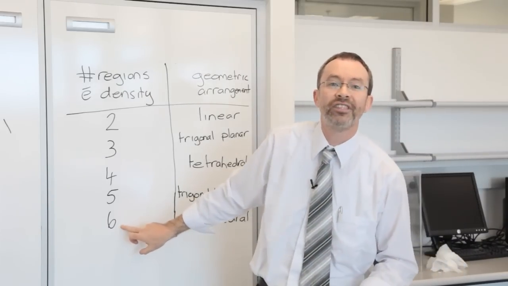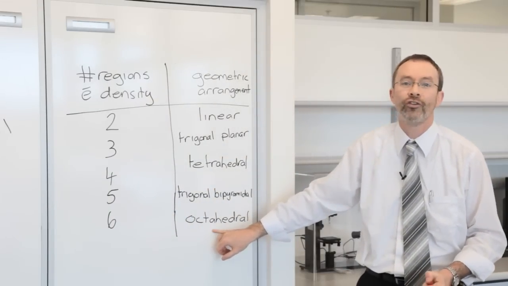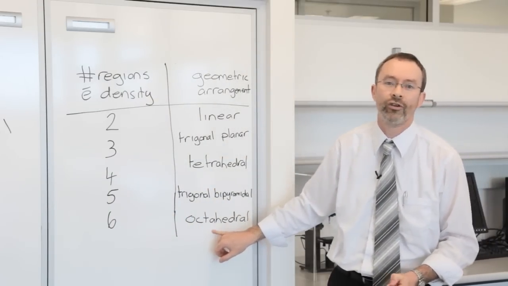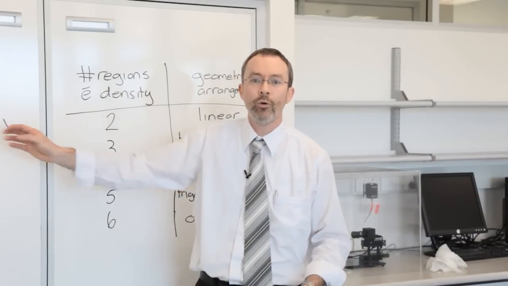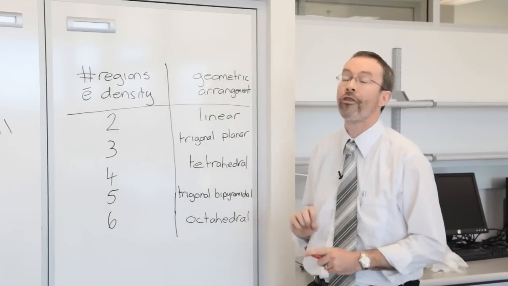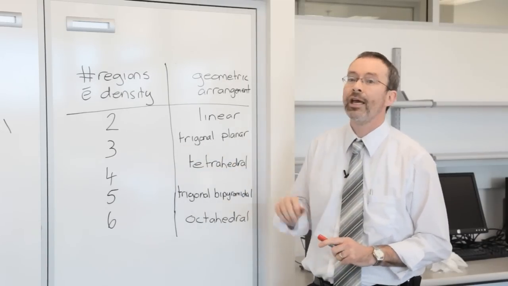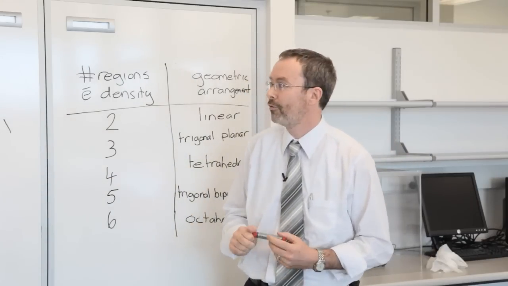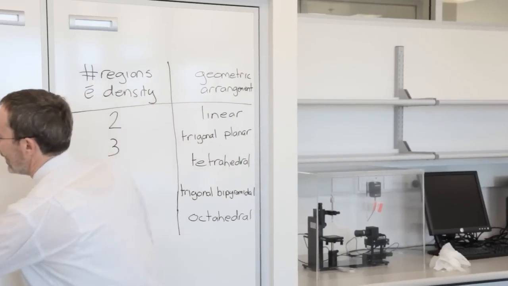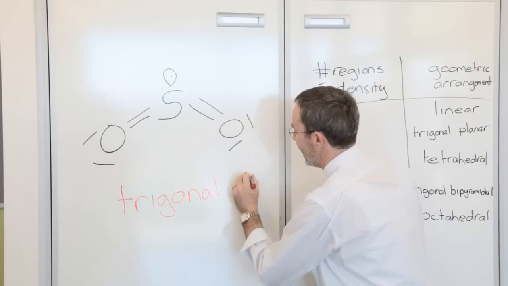Finally, if we have 6 regions of electron density around our central atom, we would have what's known as an octahedral arrangement of electron density. In our sulfur dioxide example, we found that there were 3 regions of electron density. So we would say that the geometric arrangement of electrons around that sulfur atom is trigonal planar.